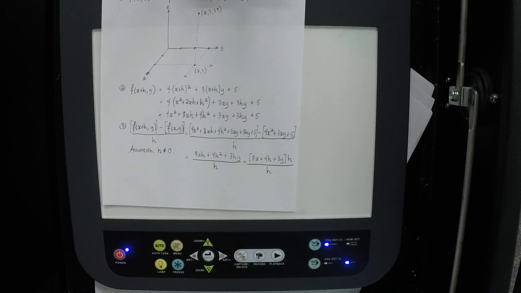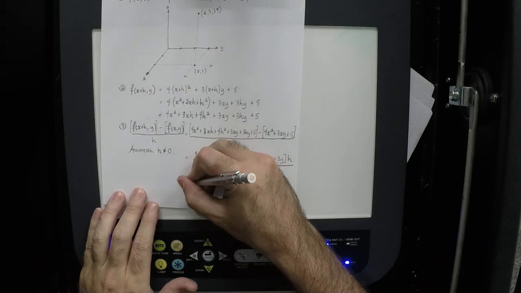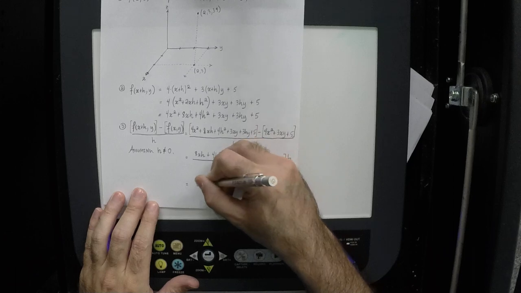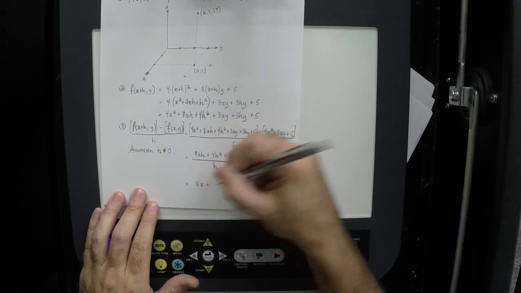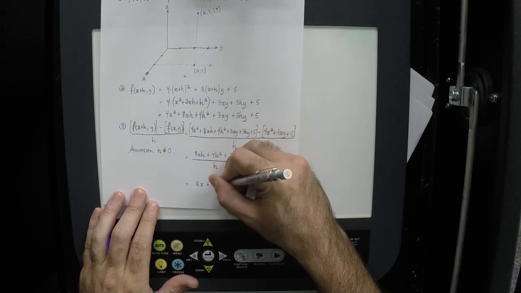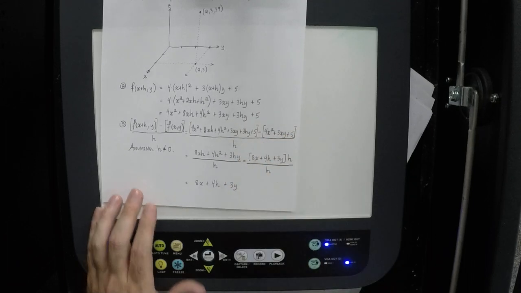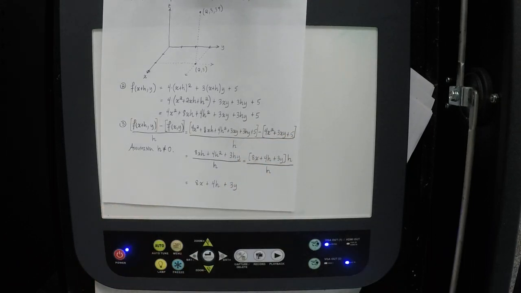That's interesting. So now what's the last thing we can do? We can cancel the h's. So now I have a question. Why can we cancel the h's? And this is a subtle point that's frequently missed in Calculus 1. Why is it that you can cancel the h's?